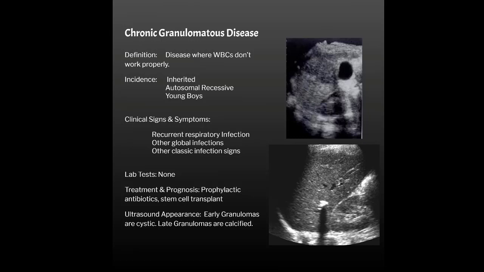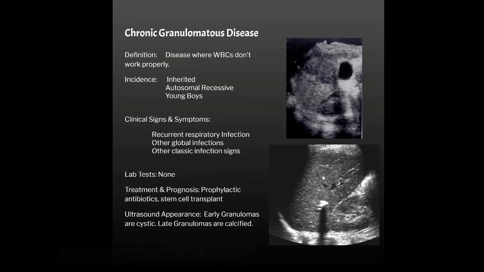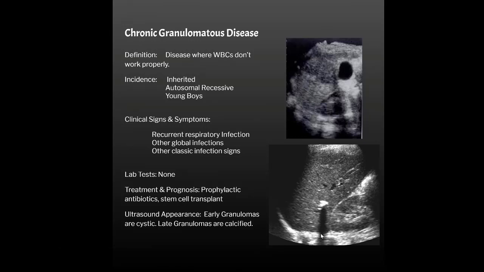And then we start to see granulomas appear within the liver. So early granulomas are going to be more cystic appearing, and late granulomas become calcified. And so, if we have a patient that has chronic granulomatous disease and they're in their 20s maybe, they are probably more likely going to have some of these calcifications spread throughout the liver. So granulomas appear typically due to white blood cells kind of grouping together in an area.